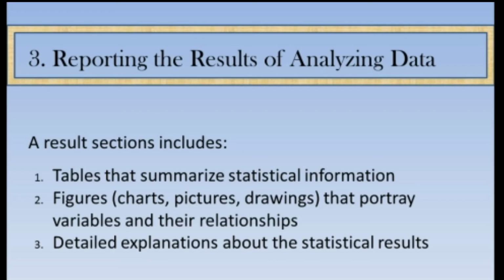The next step is reporting the results of analyzing data. In reporting the results, the researcher stays close to the statistical findings without drawing broader implications or meaning from them. Further, this section includes summaries of the data rather than the raw data, for example, the actual scores for individuals. A results section includes tables that summarize statistical information, figures like charts, pictures, and drawings that portray variables and their relationships, and the last is detailed explanations about the statistical results.